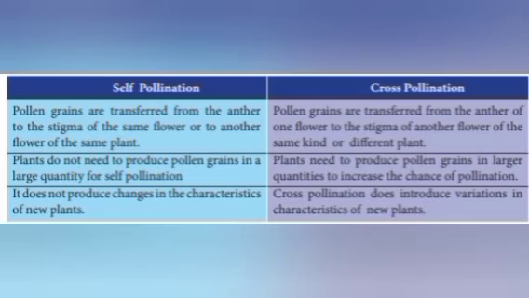But in cross-pollination, pollen grains are produced in larger quantity to increase the chance of pollination. In self-pollination, there is no change in the characteristics of the new plants. But in cross-pollination, variation is introduced in the characteristics of new plants.